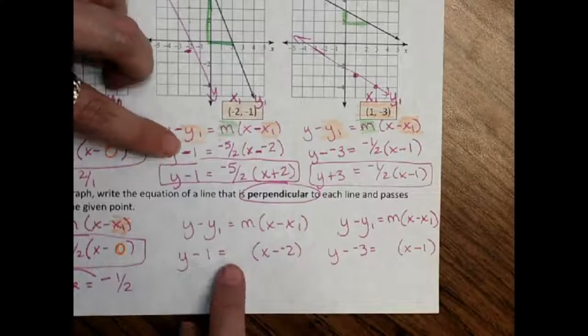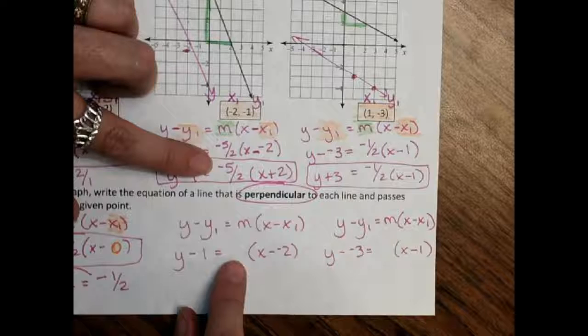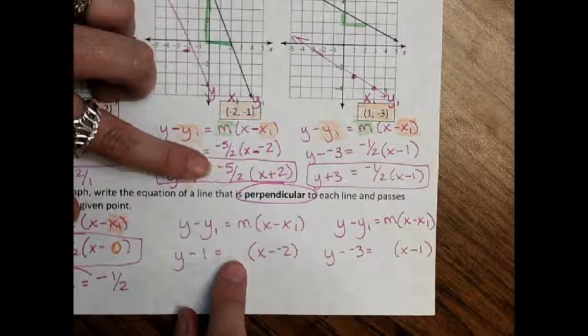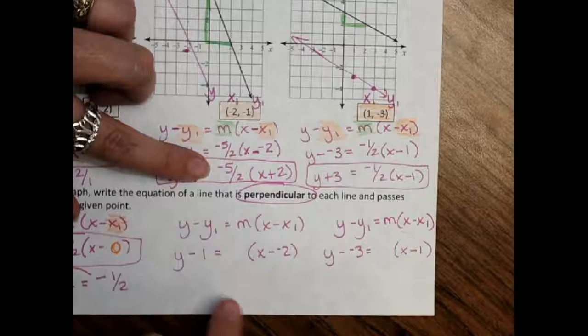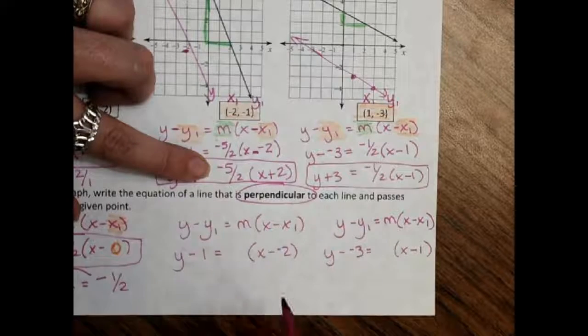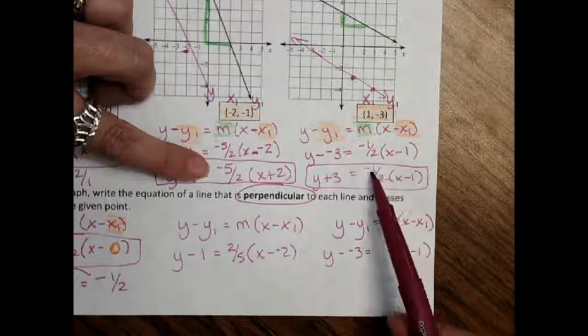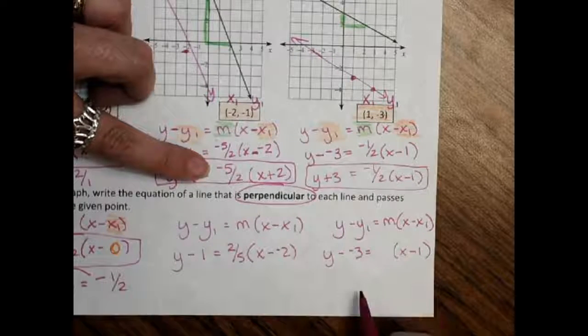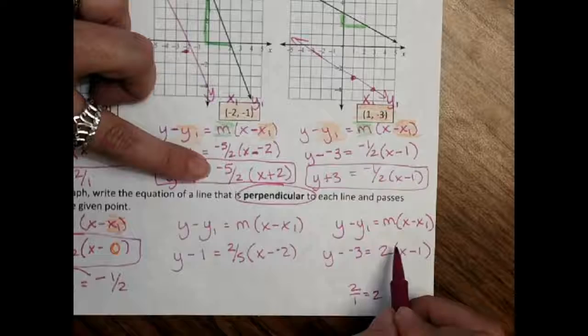Okay, now the only thing that changes is I need to change the slope. If it's perpendicular, I change it from negative to positive, and I do the reciprocal, which means flip it over. So instead of 5 over 2, it's 2 over 5. Here, instead of 1 over 2, it's 2 over 1, but 2 over 1 is the same thing as just 2, so my slope is just 2. That's it.